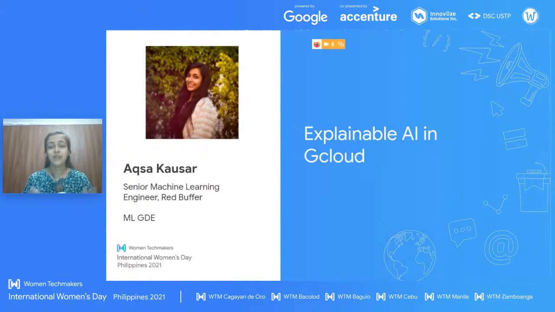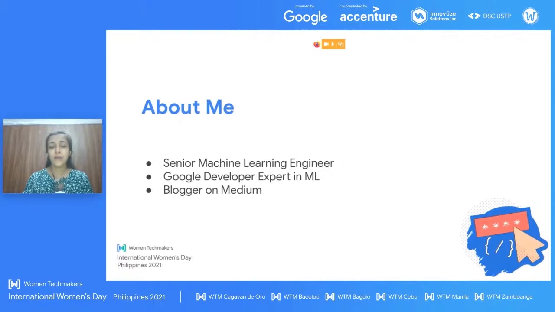So today's session is on explainable AI in Google Cloud, and this is about understanding how to interpret machine learning's famous black box, right? But before we dive in, a little bit more about myself. I'm a senior machine learning engineer at Red Buffer. I am also a Google Developer Expert in machine learning, and I am a tech blogger on Medium.